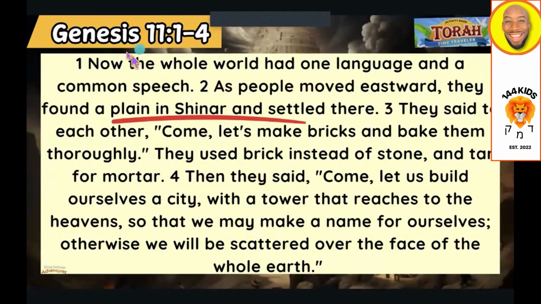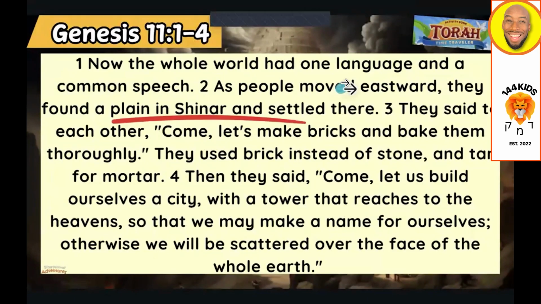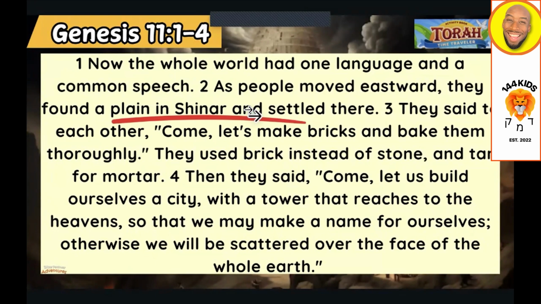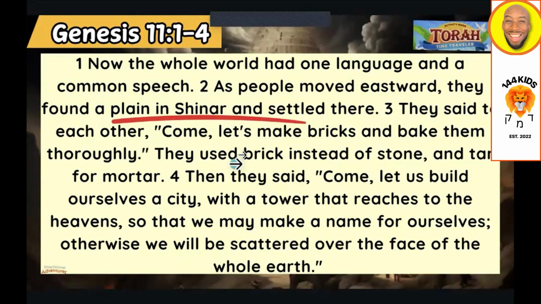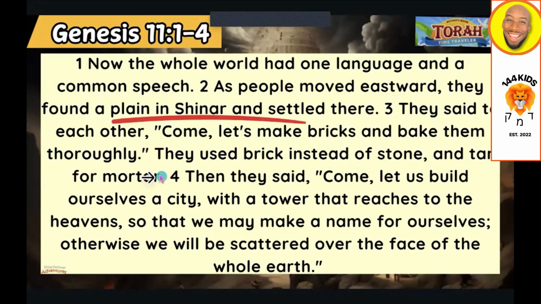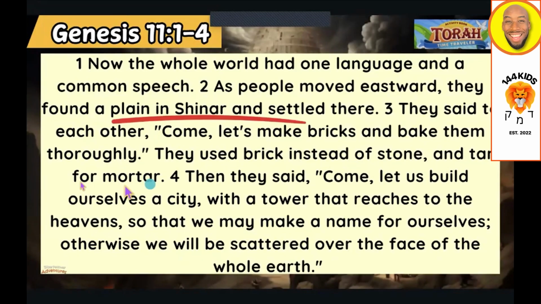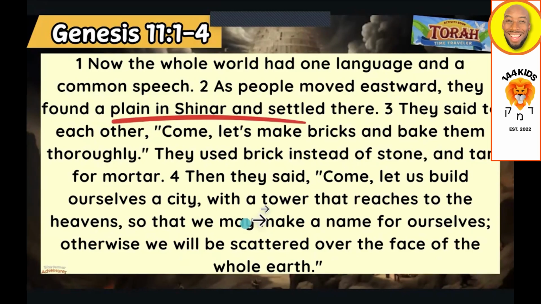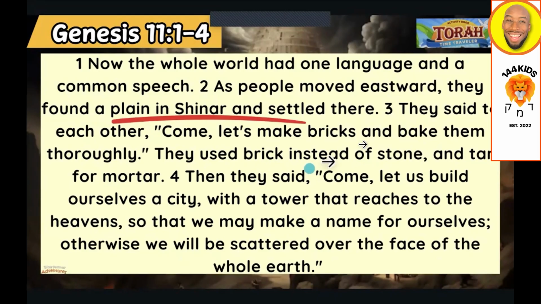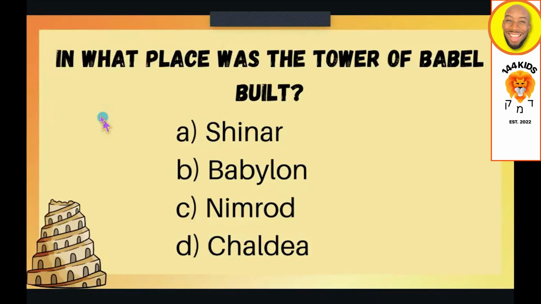Genesis chapter 11, verse 1 through 4, we covered this. It says, now the whole world had one language and one common speech. As people moved eastward, they found a plain in Shinar and settled there. They said to each other, come, let's make bricks and bake them thoroughly. They used brick instead of stone, and tar for mortar. They said, let's build ourselves a city with a tower that reaches the heavens so that we may make a name for ourselves. Otherwise, we'll be scattered over the face of the whole earth. They built the Tower of Babel in the plain of Shinar. So that means the answer is A.